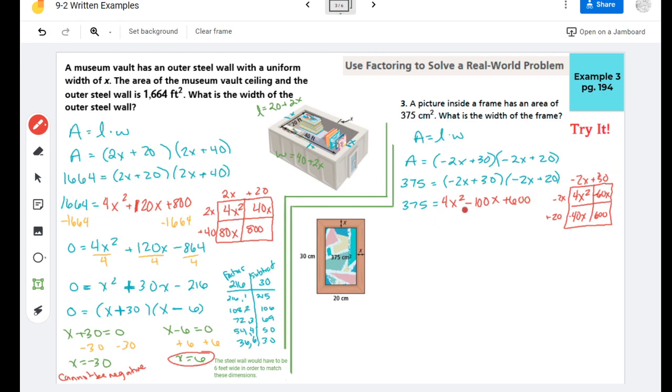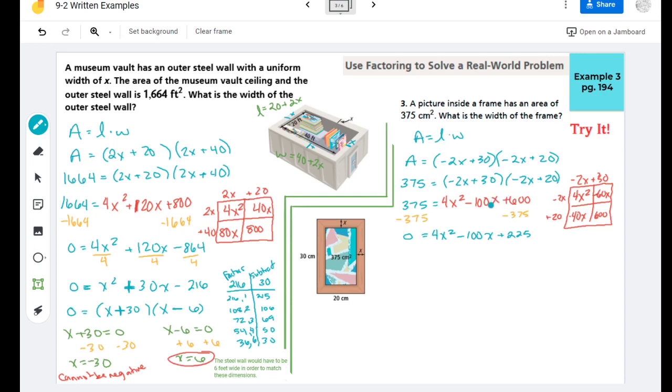All right, so now we need to get it in standard form, so we need to set it equal to 0. So I'm subtracting 375 from each side so that my equation will be equal to 0, because then when we factor, we can deal with our zero product property. I don't know what 600 minus 375 is. It's 225.